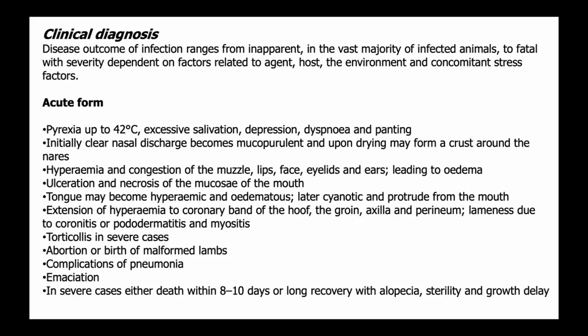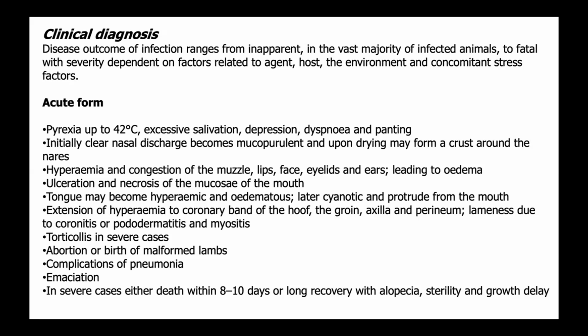pyrexia up to 42 degrees, excessive salivation, depression, and panting. Initially, we'll see clear nasal discharges, which later become mucopurulent, and they may dry and form a crust around the nares. There is hyperemia and congestion of the muzzle, lips, face, and eyelids, which can cause edema, and ulceration and necrosis of the mucosa of the mouth. The tongue may become hyperemic, edematous and cyanotic in later stages and can protrude from the mouth, which gives the disease its name, blue tongue, but that we rarely see, especially in Indian breeds.